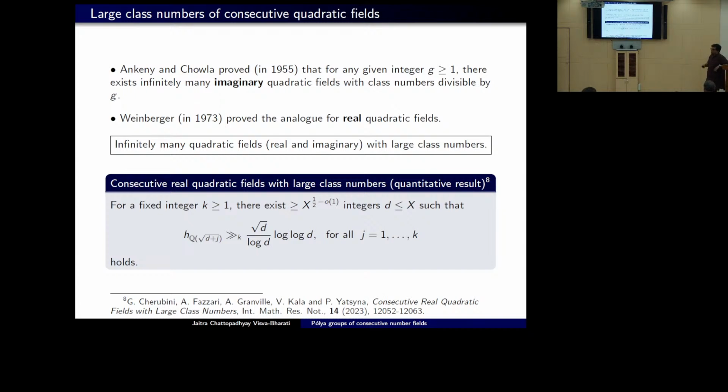So little o of 1 means some quantity that goes to 0 as x goes to infinity. Now this is a quantitative result. So the weaker question we can ask is, whether given any integer m, does there exist some k-tuple of quadratic fields, all of whose class numbers are bigger than m?